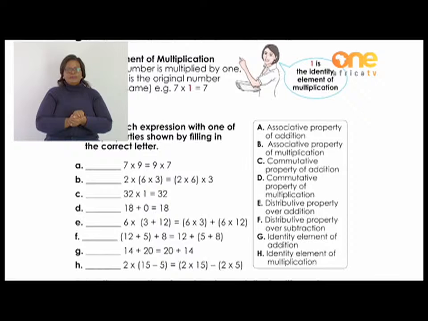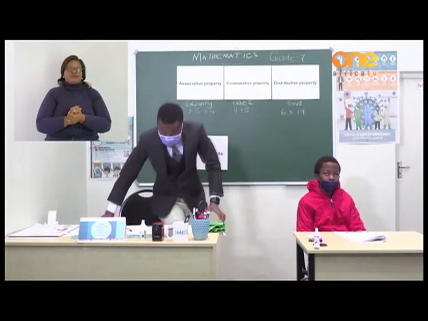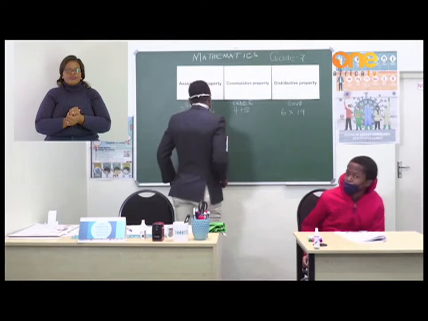For multiplication, it's 1. Now, I need to go to the chalkboard to explain further in a practical way what I have just read on the booklet.